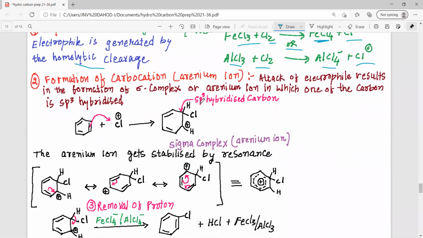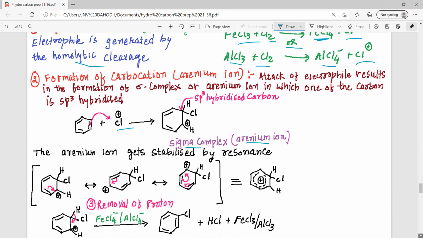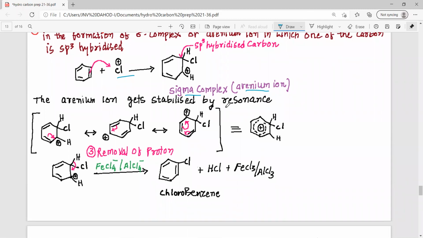Then, my dear students, this Cl+ or electrophile which is obtained in the first step attacks the benzene ring. It forms the sigma complex or arenium ion. In the same way, this arenium ion is stabilized by resonance, and due to the resonance, my dear students, we get the stable sigma complex or arenium ion.